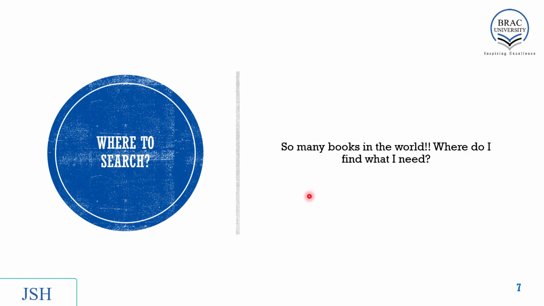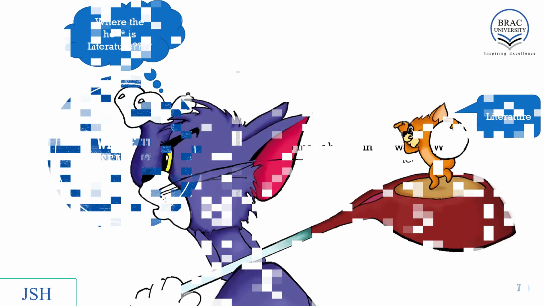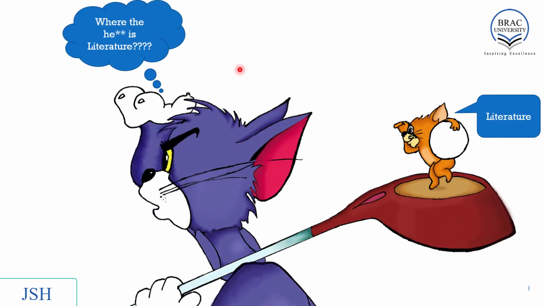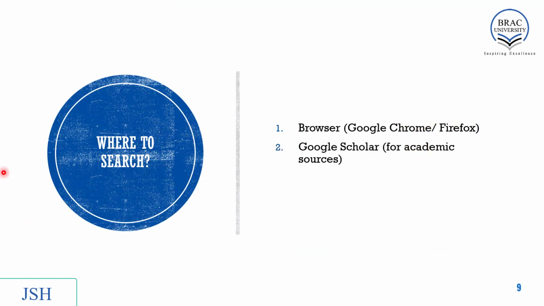If we fail to do that, if we don't know where to search, how to search, our situation will be just like this picture. I guess all of you can understand what I mean by this photo, right? Many times we'll be looking at the wrong place for our literature, when the literature is actually sitting somewhere else. So don't be like Tom here. So without further delay, let's see where to search for our data or our literature.